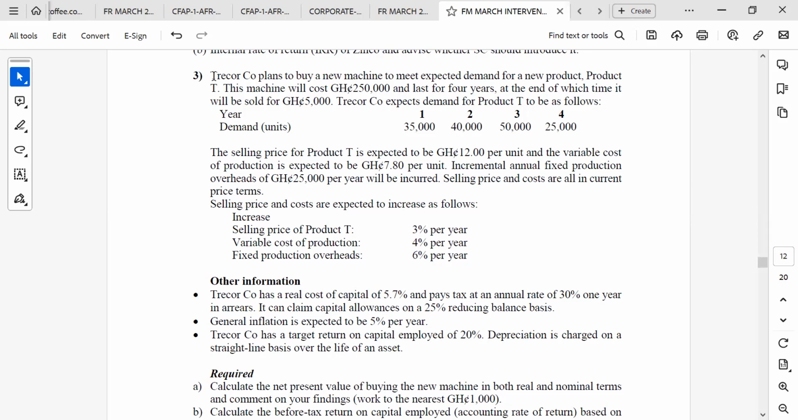Okay, but the question will not give you the nominal cost of capital, or the nominal discount rate. They will give you the real one, which does not take into consideration inflation, and they also give you the general inflation rate. Then you have to calculate your nominal cost of capital. How do we do that? We use what we call the Fisher's formula.